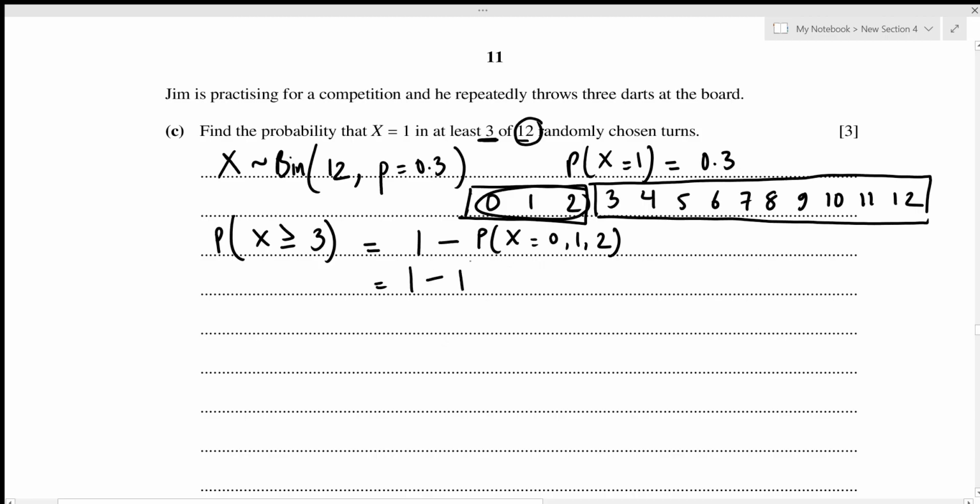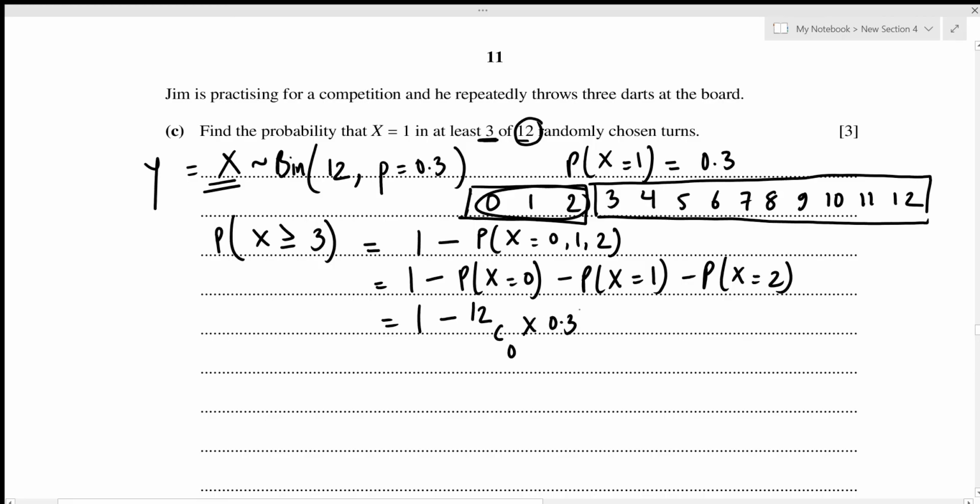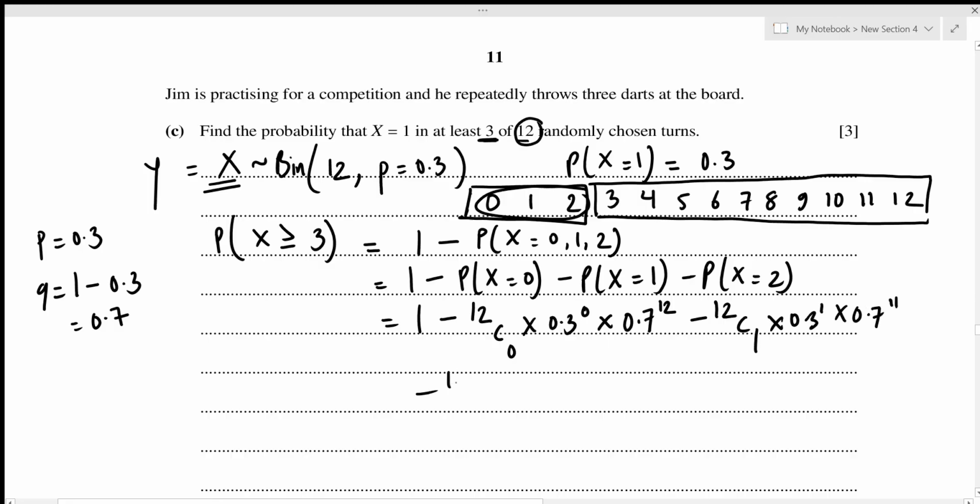Now we use the binomial formula in order to figure out these probabilities. A reminder here that I denoted it with the same variable given in the question. It would have been easier if we were to denote it with y, if you get confused. So let's use the binomial distribution formula. So this is just going to be 12c0 into 0.3 to the power 0 into q. If we have the value of p to be 0.3, then the value of q is just going to be 1 minus p, which is 0.7. So 0.7 to the power 12 minus 12c1 into 0.3 to the power 1 into 0.7 to the power 11 minus 12c2 into 0.3 squared into 0.7 to the power 10.